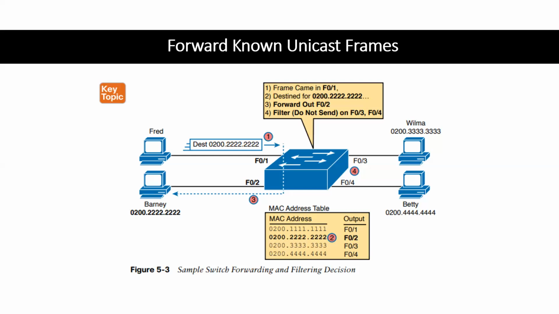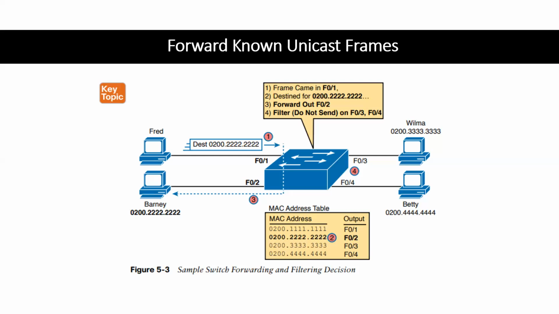Now you guys are probably wondering, how does it know about Wilma, Betty, and Barney, right? If a frame didn't pass through it. Okay. So we're going to talk about that later, right? And it has something to do with ARP, but we are going to just say the switch for this diagram has knowledge of all these devices in its MAC address table.